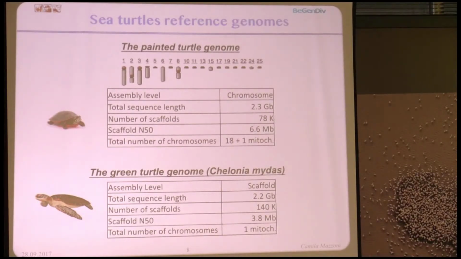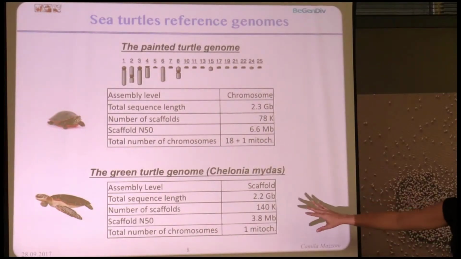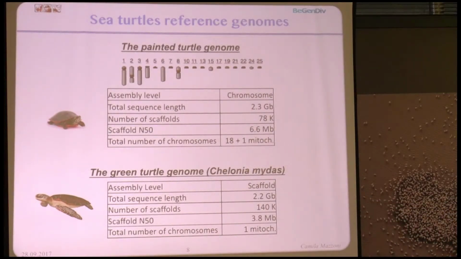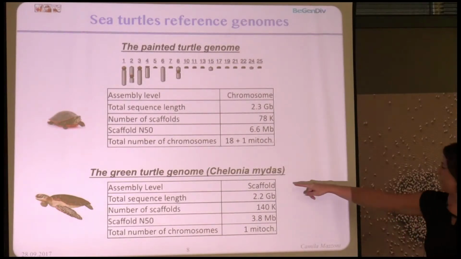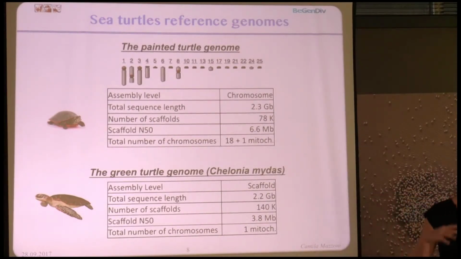So here we have the draft genome from the green turtle, but there is another turtle which is unrelated, a freshwater one, that has a genome which is in a bit better shape. As you see here, the assembly level of this genome is at the scaffold level, which means it's not assigned yet to the chromosomes.